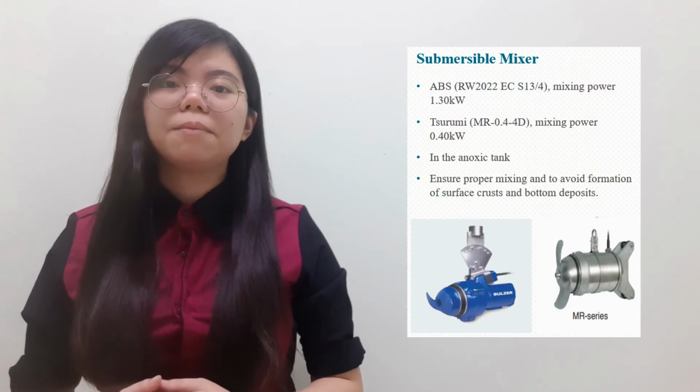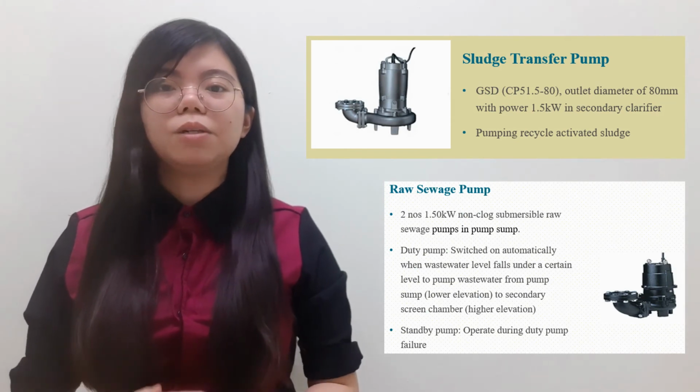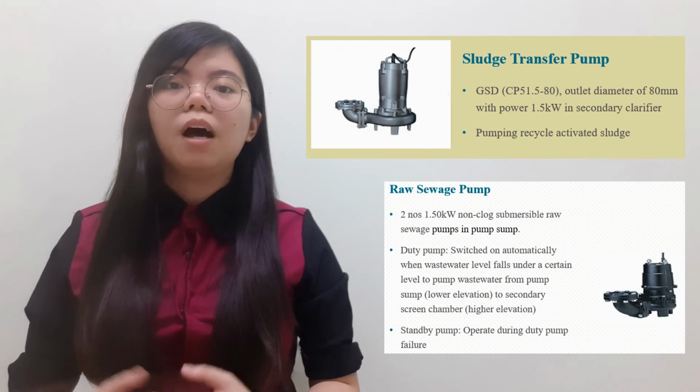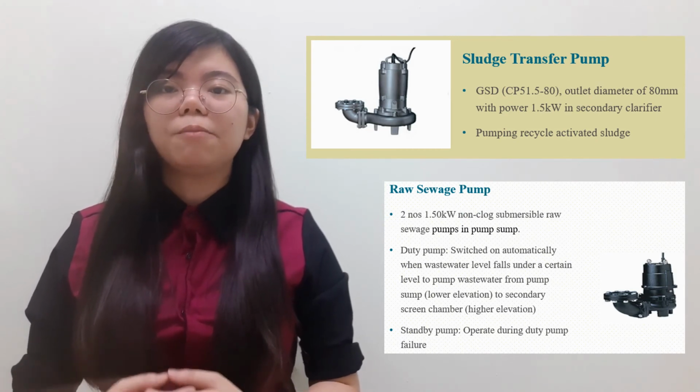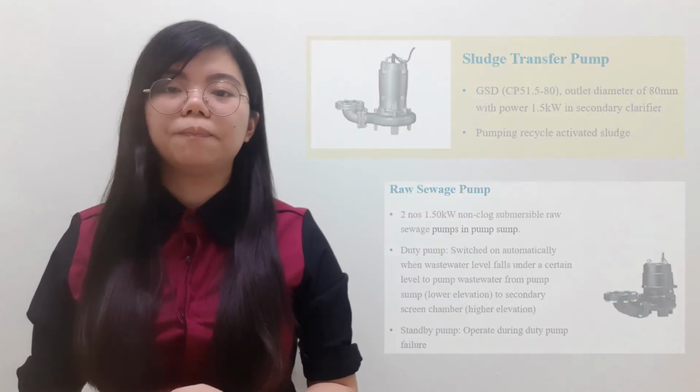Then we go to the other features in the tanks. Most of them are made up of stainless steel and galvanized iron. Submersible mixer for proper mixing of sewage. Sludge transfer pump is used to pump the recycle-activated sludge, while raw sewage pump is used to pump the sewage from a lower elevation to a higher elevation.